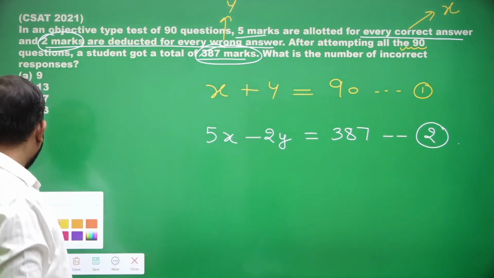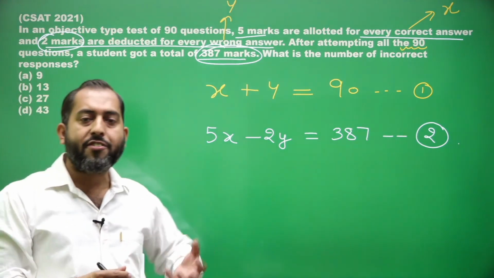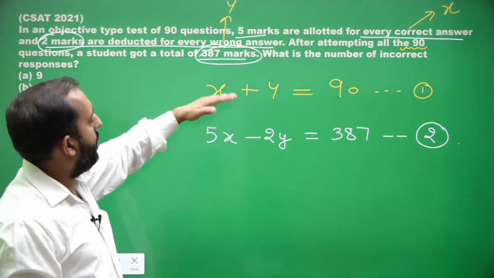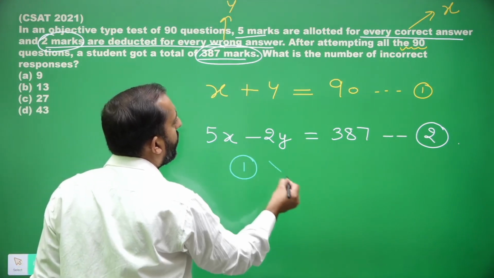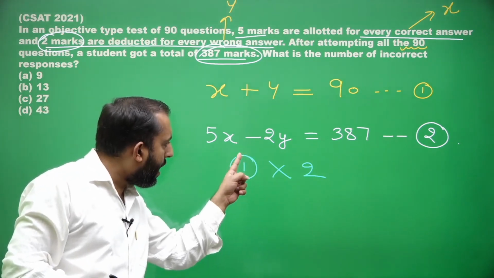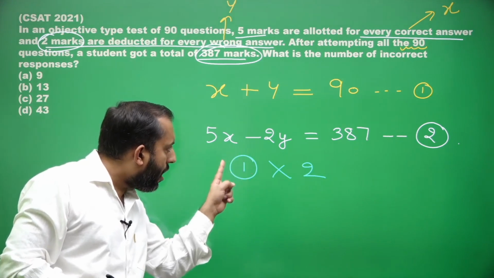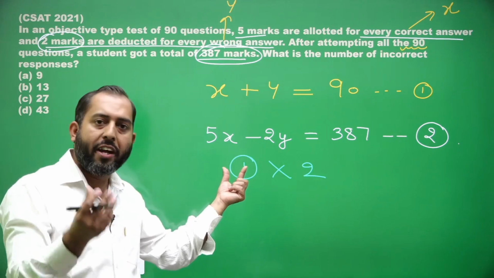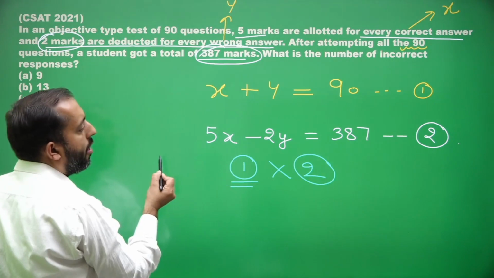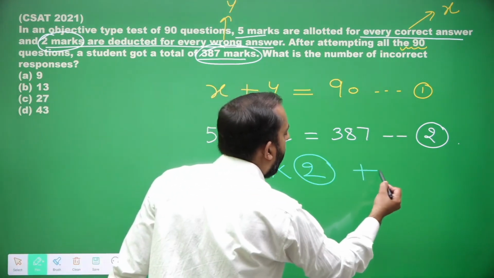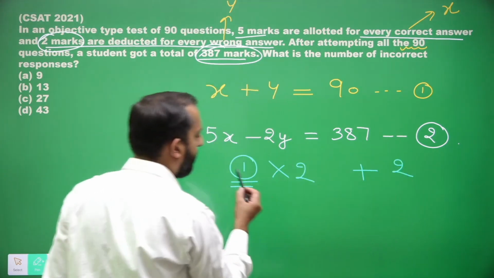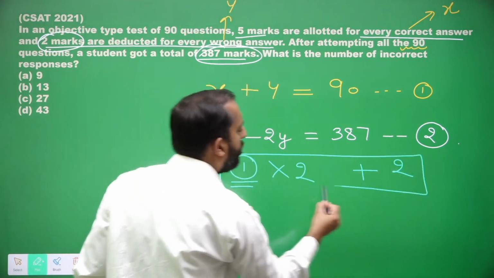Now let's use the concept of simultaneous linear equation. What you can do is multiply equation 1 with 2. I have encircled this one with a circle, so it means I am talking about equation 1. So multiply equation 1 with 2, and add equation 2 to it.